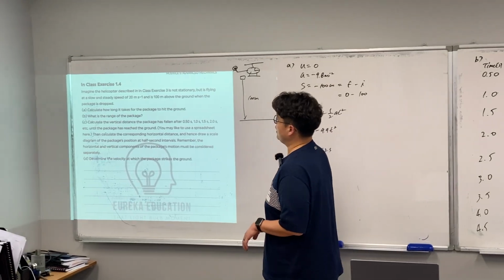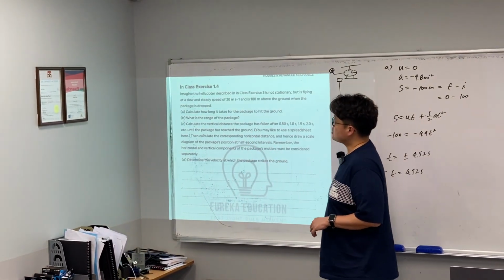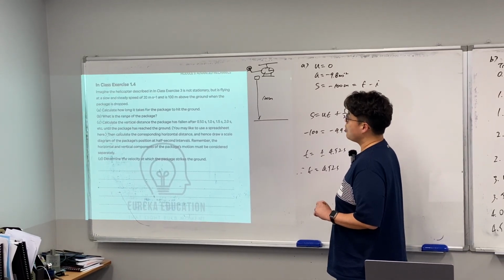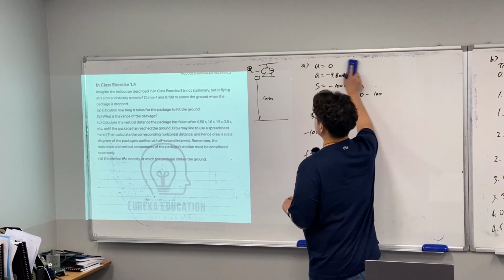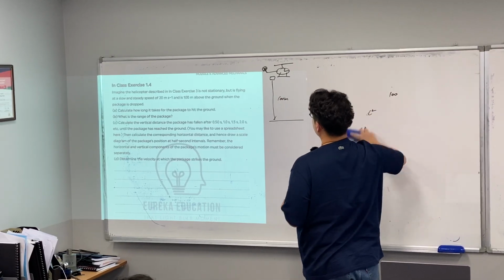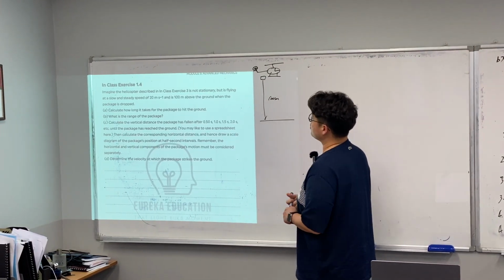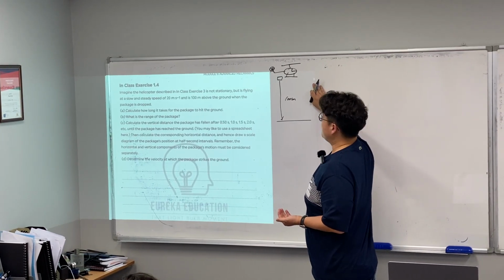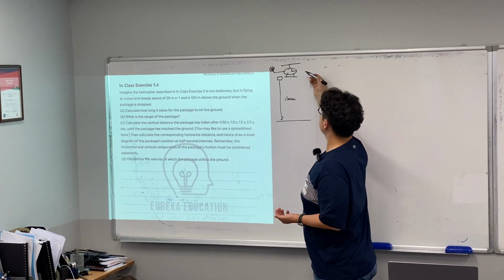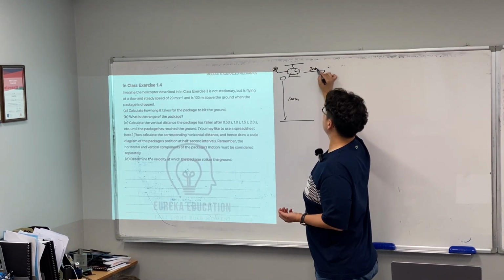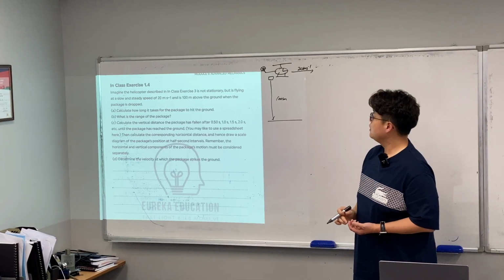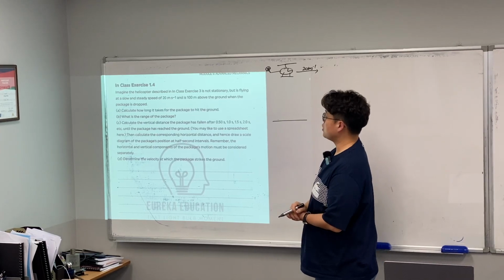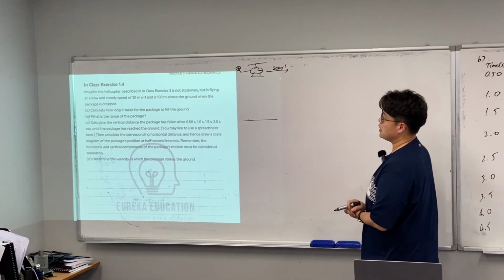Now, what about this one? Imagine the helicopter described in class exercise 3 is not stationary, but is flying at a slow and steady speed of 20 meters per second and is 100 meters above the ground. So what that means is before that, in 1.3, this helicopter was stationary. Now it is moving forward at 20 meters per second. Then it will still be 100 meters up there. So calculate how long it takes the package to hit the ground as well.